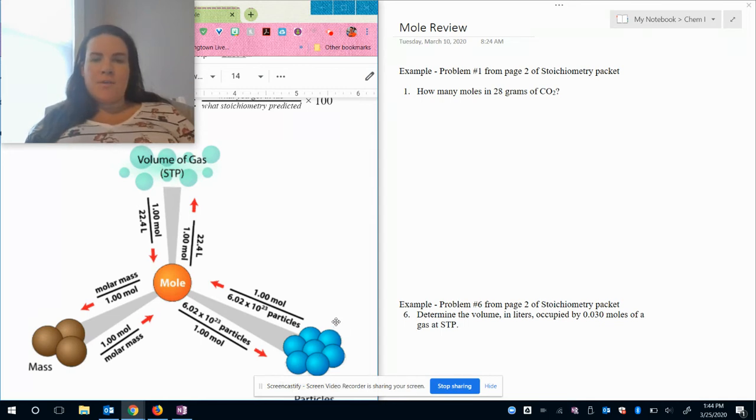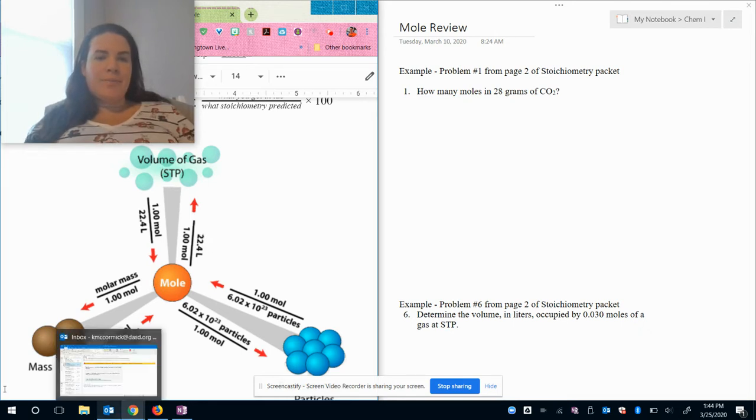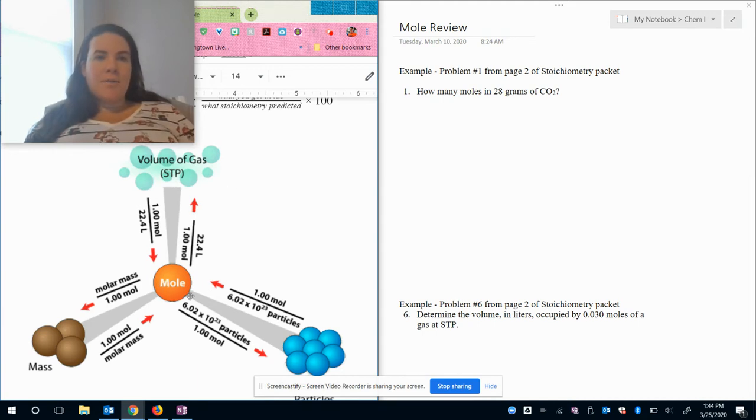switch to units that we can measure, which would be mass and volume. And then volume is for gases, and that's always going to be 22.4 liters. So in our example problems, we're going to have one switching between moles and grams and one switching between moles and volume. So over here on the right side of my screen, I have example problem number 1.